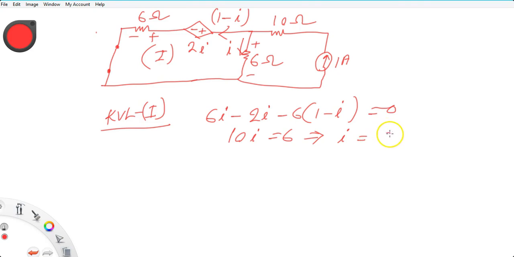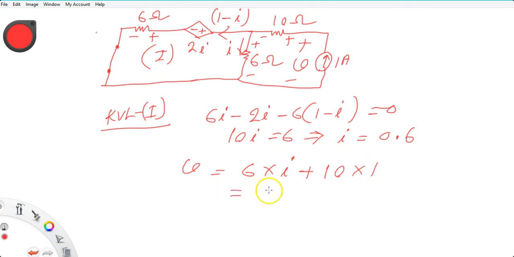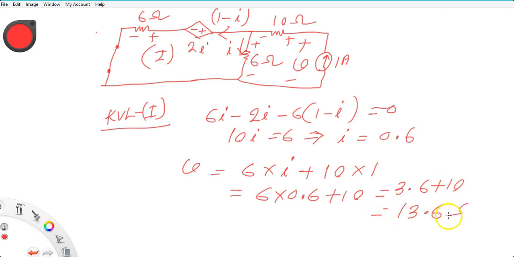I equal to 0.6. So your V will be 6 into I plus 10 into 1. So 6 into 0.6 plus 10. So ultimately 13.6 ohm. So we have VTH, or open circuit voltage, 12 volt, and ZTH is equal to 13.6 ohm.